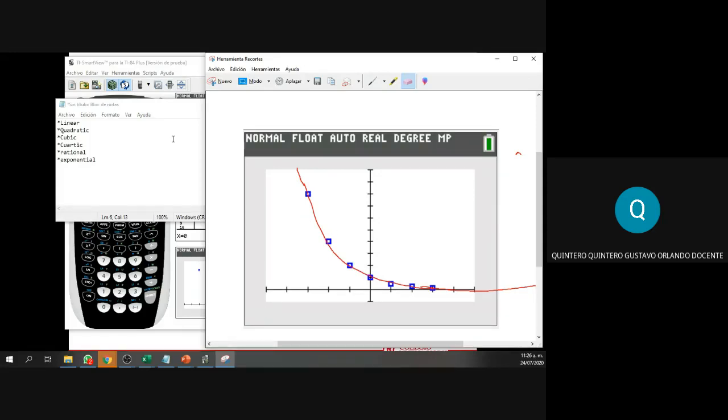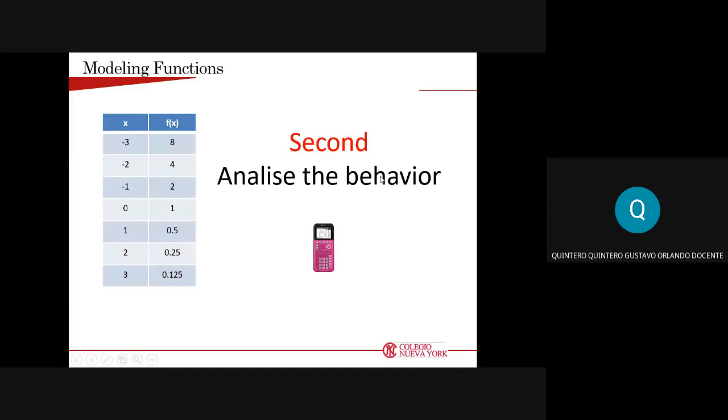So analyzing the behavior sometimes can give us multiple answers. How do we know for sure?